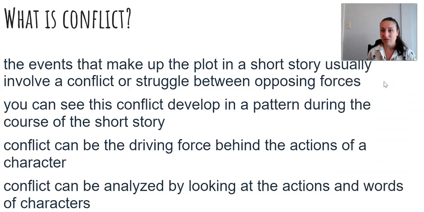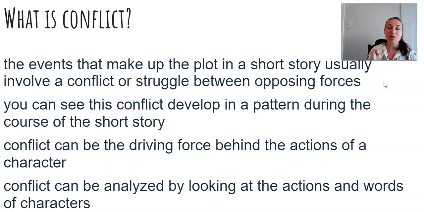So what is conflict? So we want to kind of zoom out as always and kind of look at what does it kind of encompass. So the events that make up a short story, or really any story, but we've been looking at short stories, involve some sort of conflict or struggle between opposing forces, right? So sometimes this can be like two people. This can sometimes be a person in a situation, right? We can sort of see how these conflicts develop in a pattern throughout the course of a story, right?